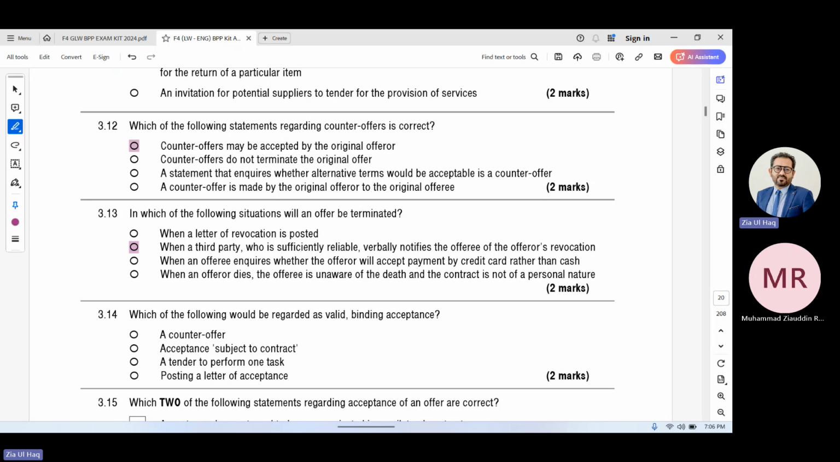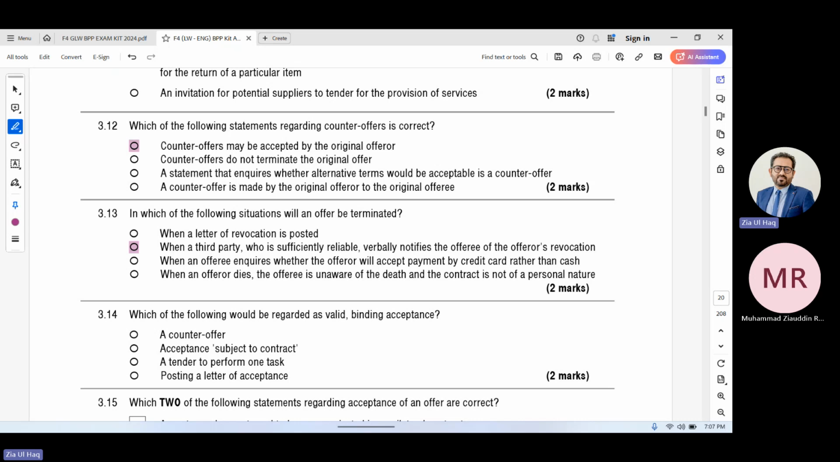3.14. Which of the following would be regarded as valid binding acceptance? A counter offer? In case of a counter offer, the first offer is rejected. It's not acceptance. Acceptance subject to contract. It means there could be some terms: if we do this, this, then I will accept. No, it should be without condition.